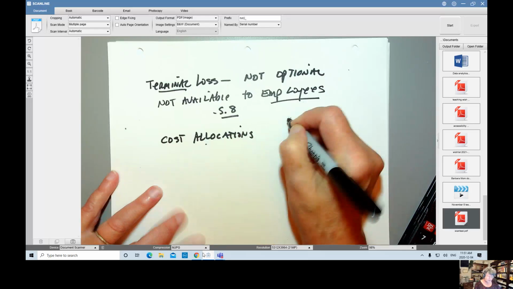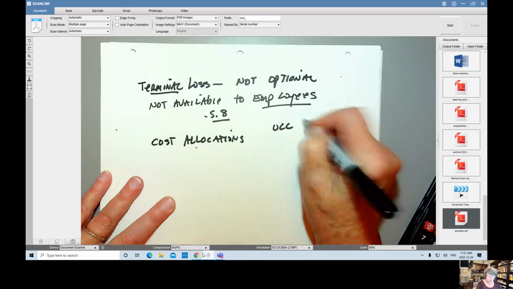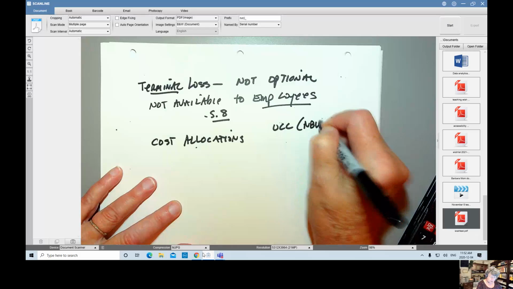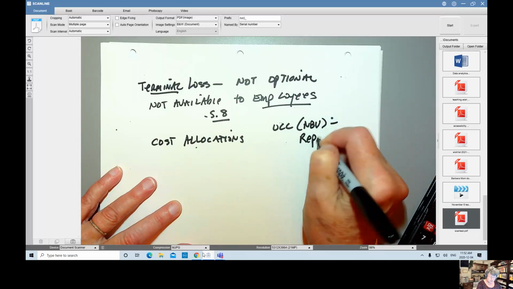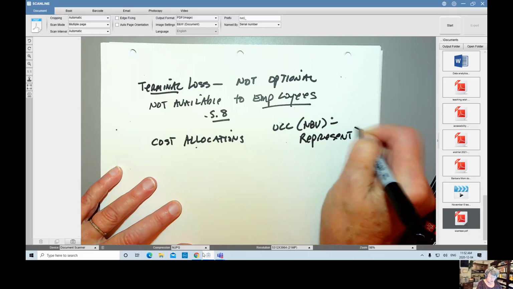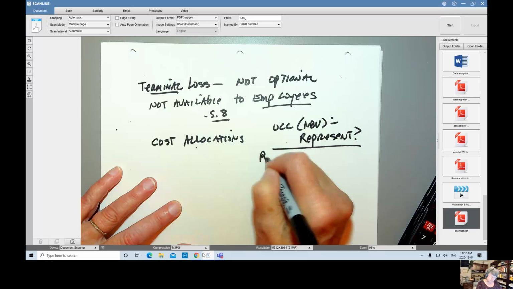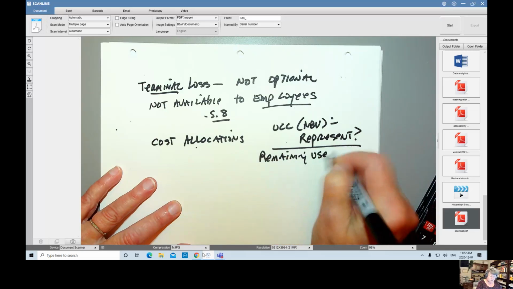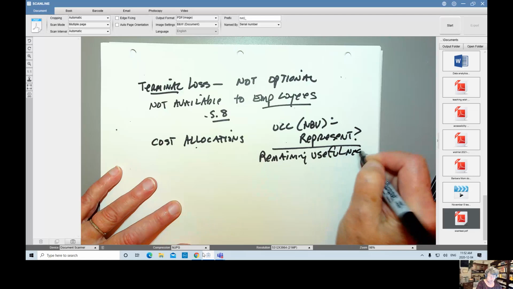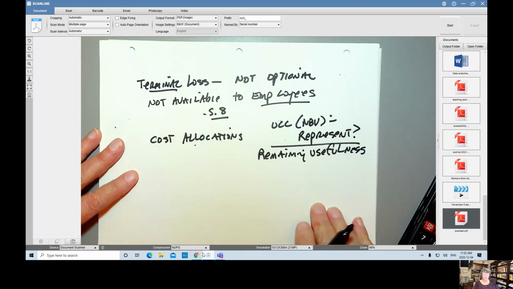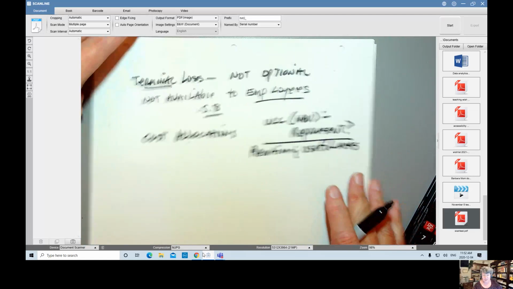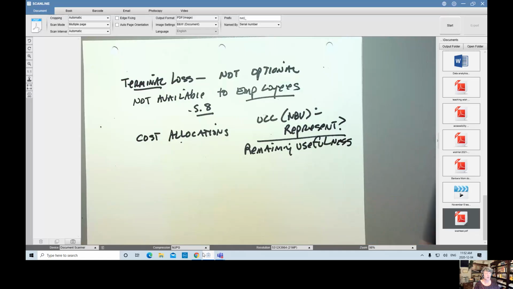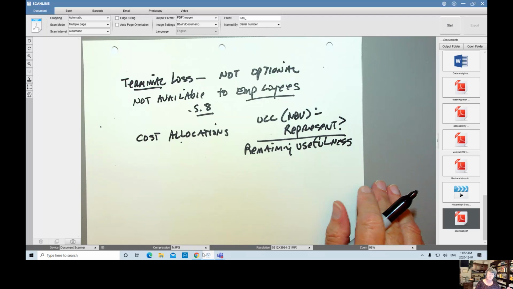So let's look. What does UCC, which is the equivalent of accounting net book value, represent? It represents remaining usefulness. If you're explaining to someone looking at a balance sheet what the net book value of an asset is, it's remaining usefulness. It is not value. I hate the fact they actually use that word. Original cost of an asset is expected usefulness.